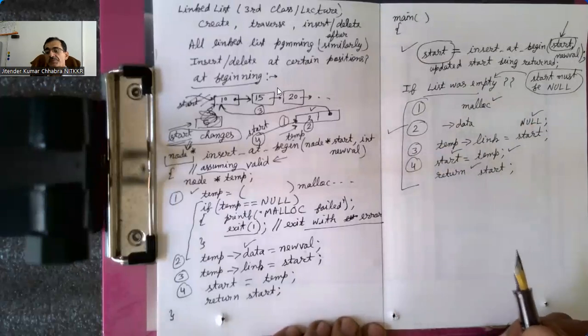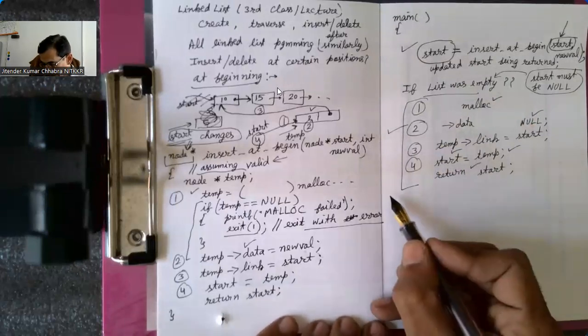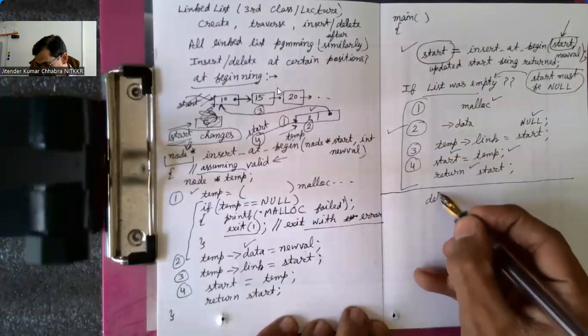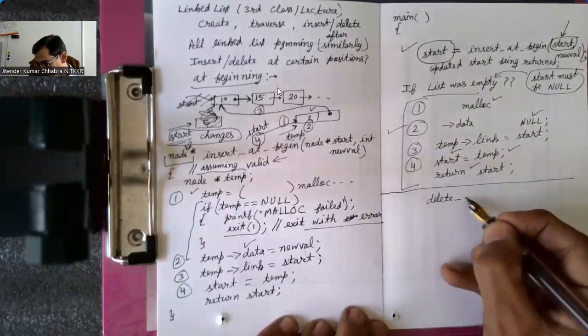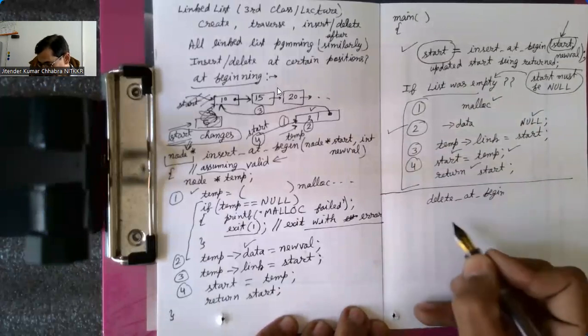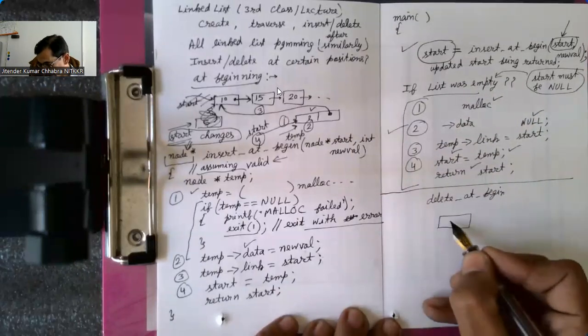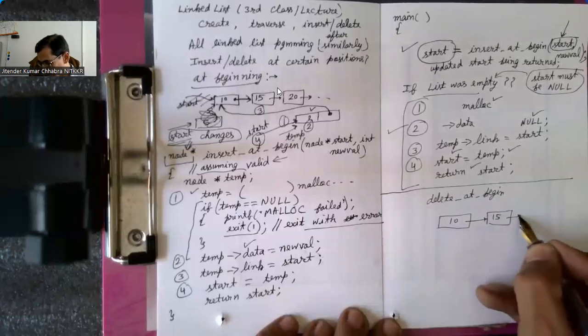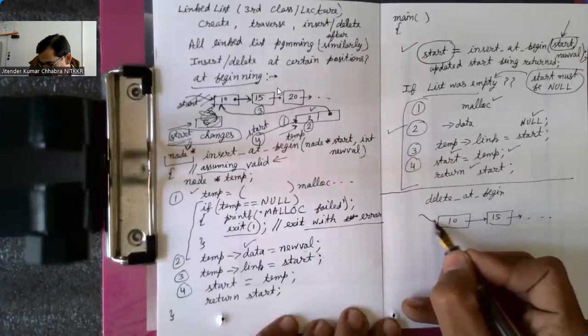Not an issue. Now, similarly, let's think of doing the delete at beginning. Delete at beginning also means almost the same process, that if I have this value, let's say here I have 10, here I have 15, and so on. This is my start.